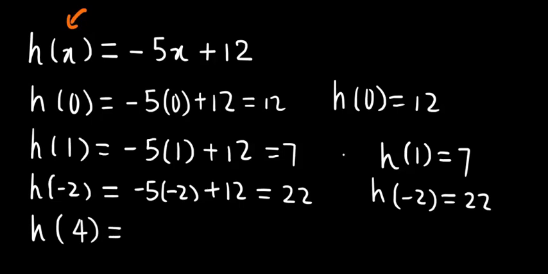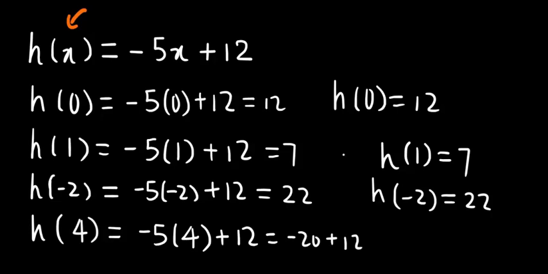Last but not least, all right, -5 times 4 plus 12. So we have -20 plus 12. We have -8. For h, when the input is 4, the output is -8.